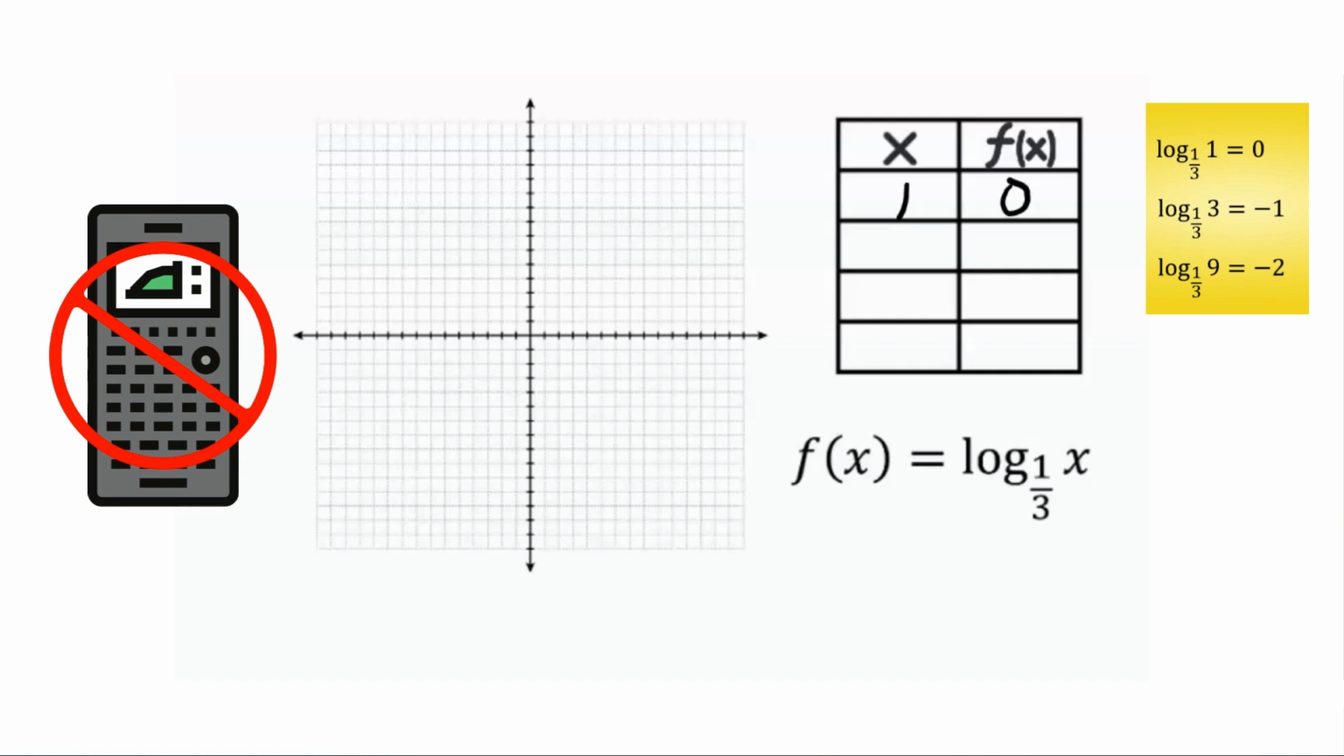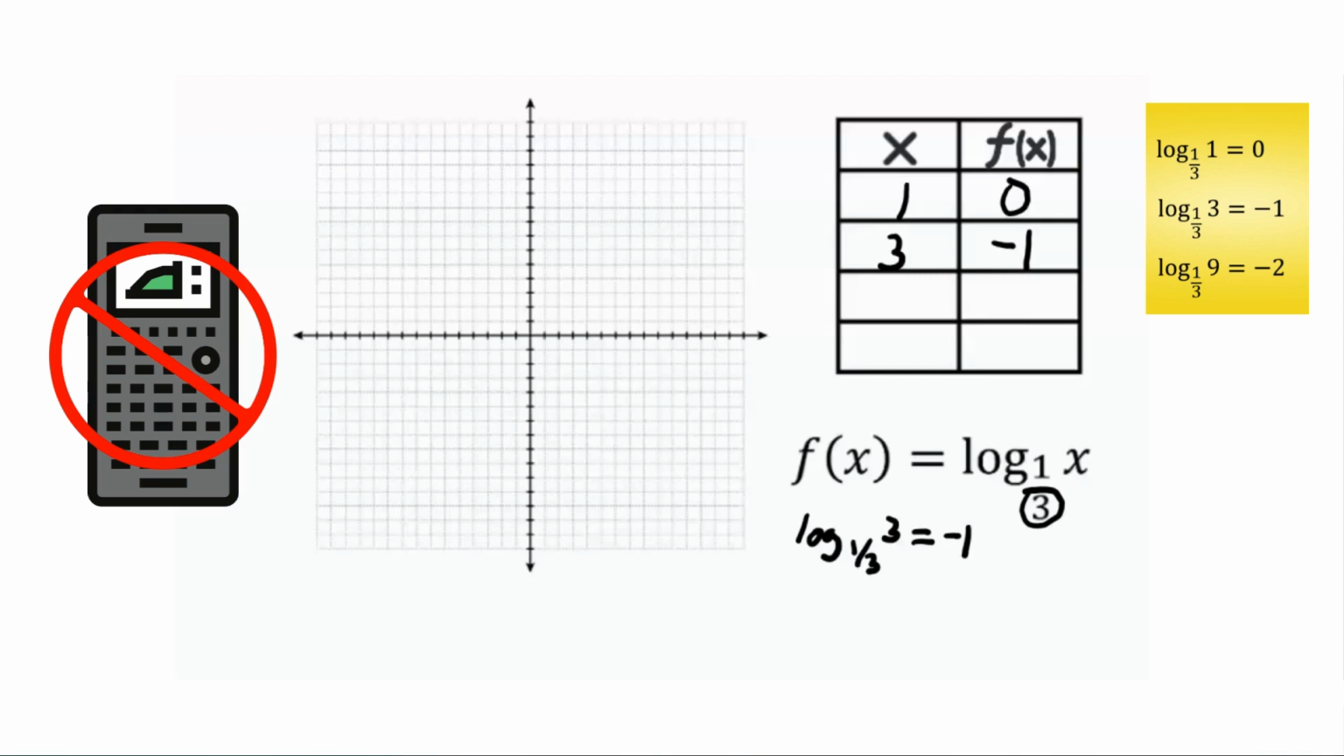Now to get our next choices to create whole numbers as our answers for f of x, we want to look at the denominator, and we want to pick powers of 3 as our x value. So for example, if we choose x equals 3, we would have log base 1/3 of 3, and 1/3 to what power equals 3? It would be to the -1 power. So that means we would have 3 as our x, and then our f of x would be -1.